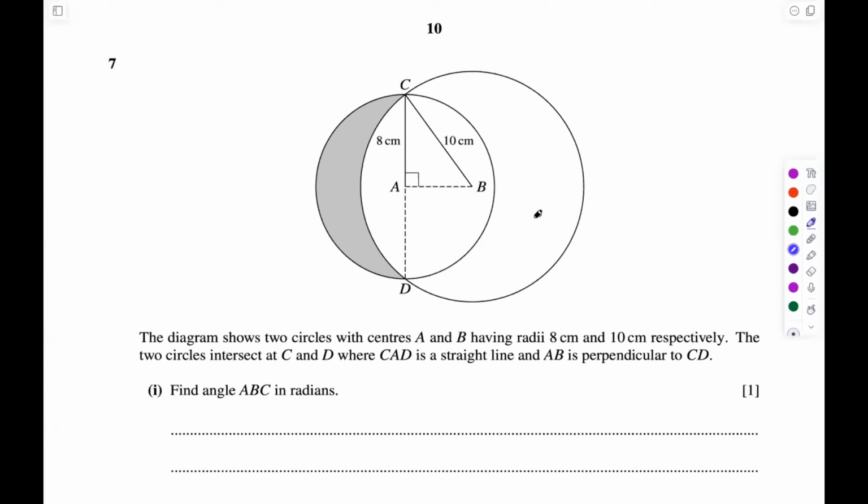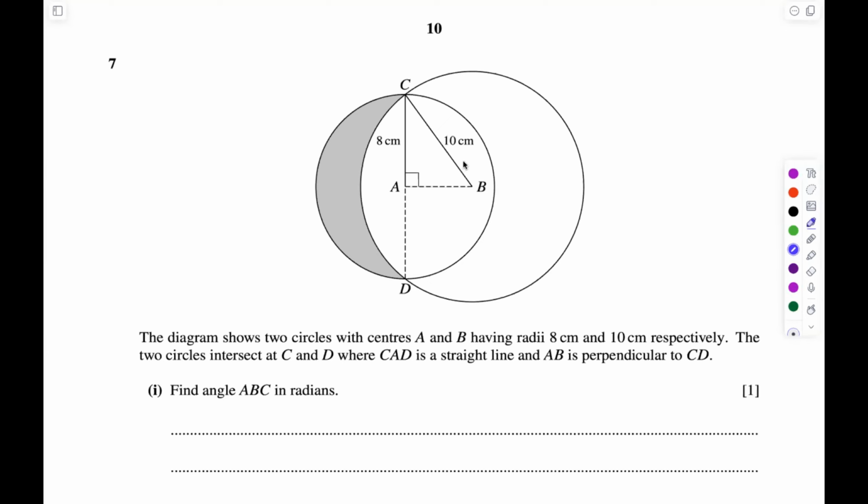Question 7, the diagram shows two circles with centers A and B having radii 8 centimeters and 10 centimeters respectively. The two circles intersect at C and D, where CAD is a straight line and AB is perpendicular to CD. In part 1, we have to find angle ABC in radians.